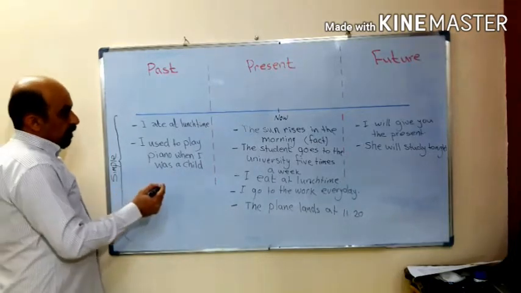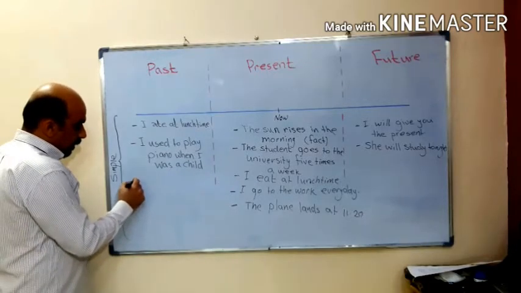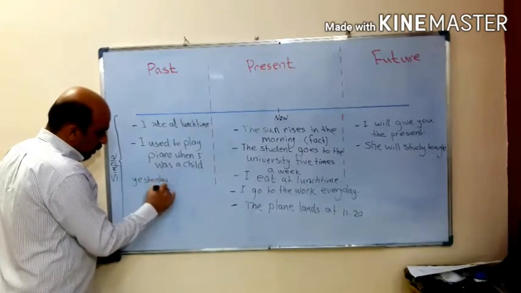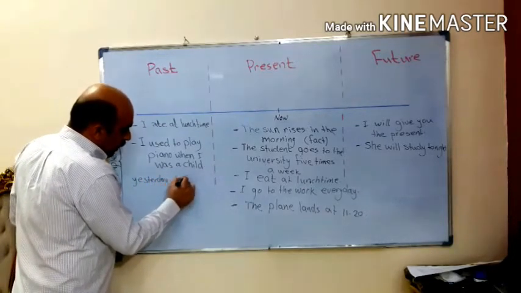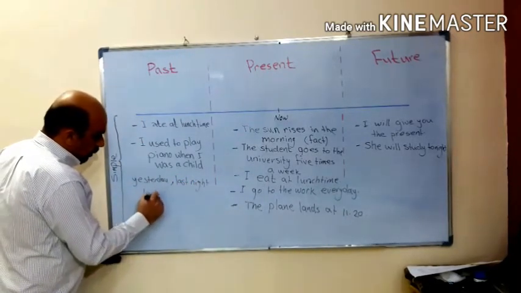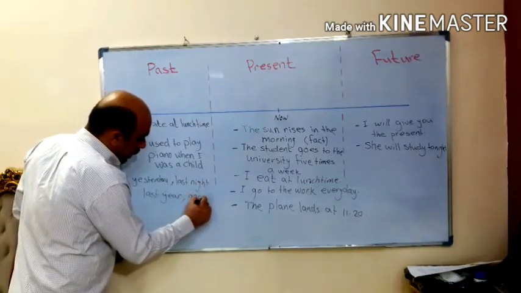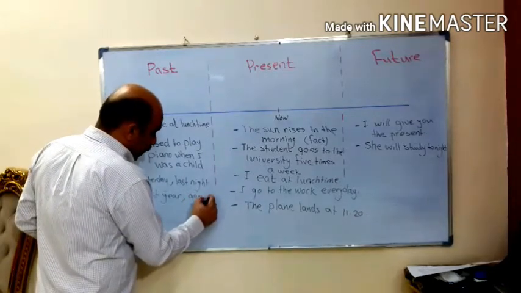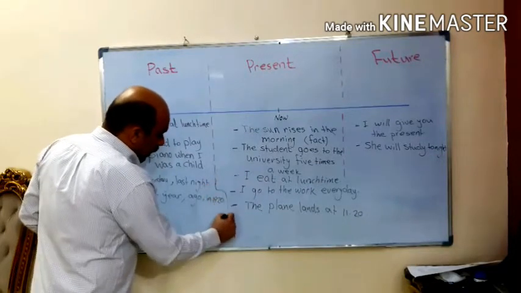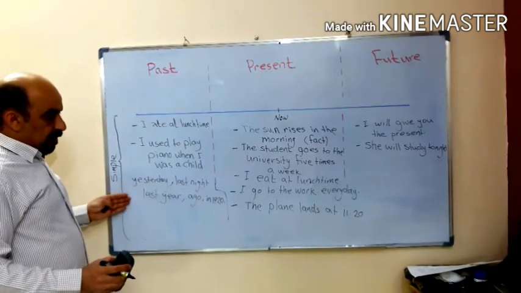For the past simple tense, sometimes we have words like yesterday, last night, last year, ago, etc. Or in 1920. These words refer to actions or states in the past.